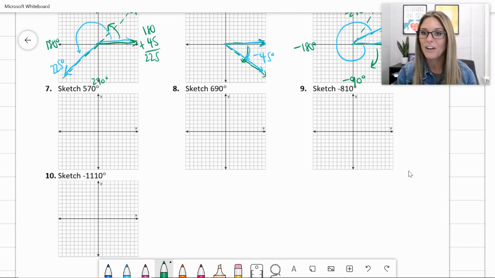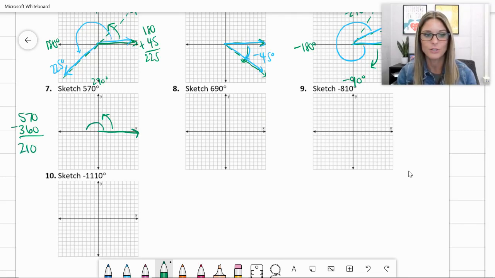570 is bigger than a full circle, 360, but we're still going to start at standard position. We're just going to go a complete rotation past our starting position. It's positive, so we're going to be going up and over. Now 570 minus a full circle. What if I did a full loop around? 570 minus 360 is 210.